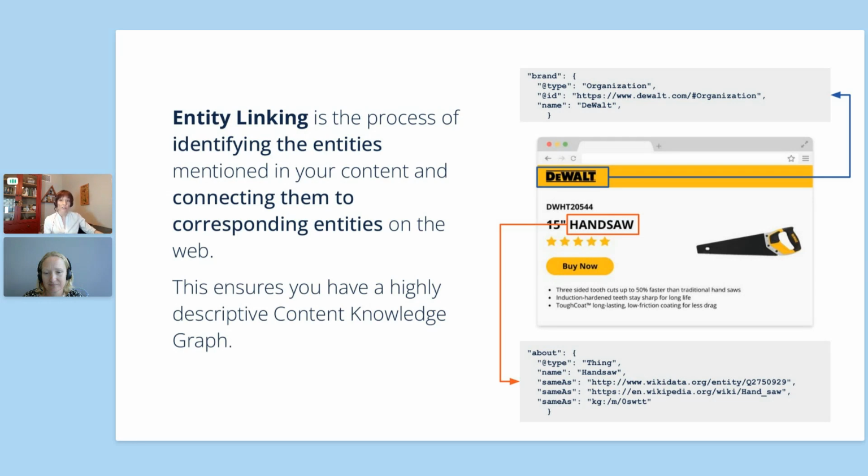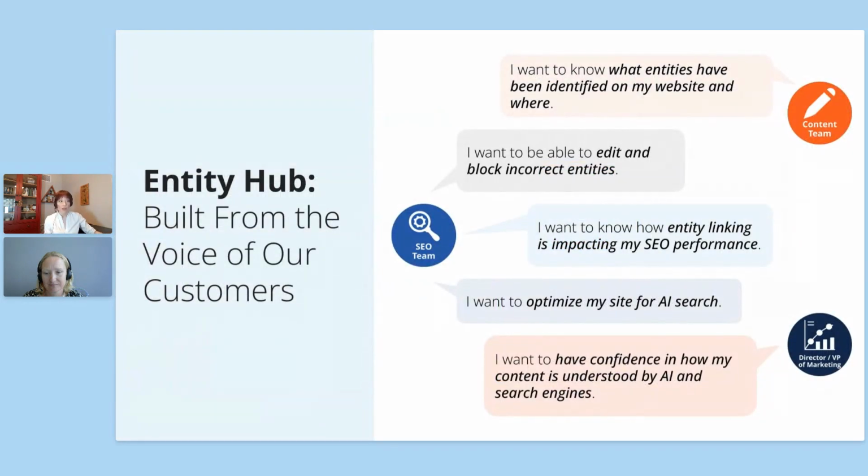So we actually introduced an entity linking feature a while ago, and we got a ton of really positive feedback from it. And one of the main values here at Schema App is that we want to innovate and help enterprises stay at the forefront of this rapidly evolving search landscape. And while we were coming up with how we were going to build Entity Hub, we talked to a ton of customers within content and SEO and digital marketing teams to learn about the tactical and strategic objectives they needed our help to solve.